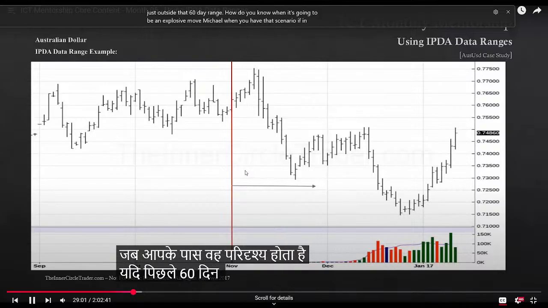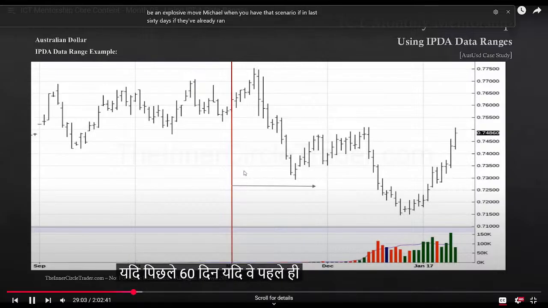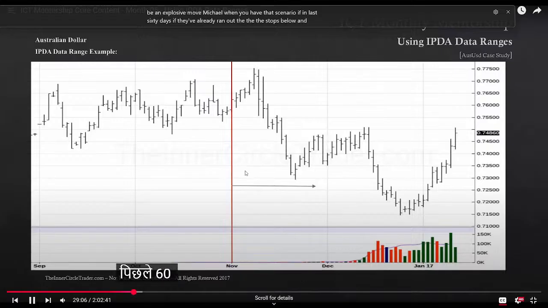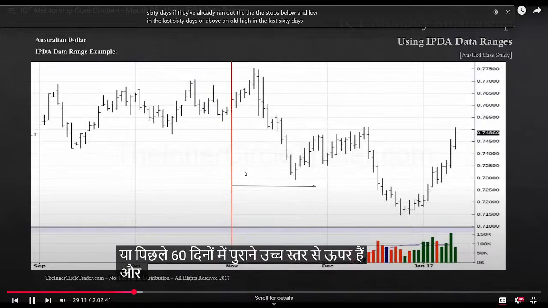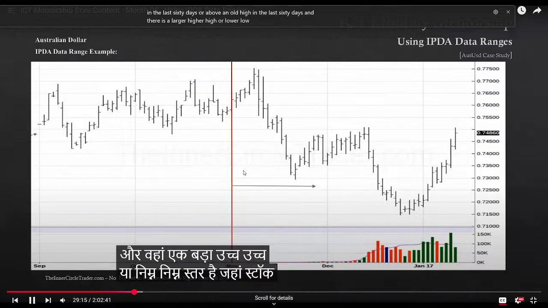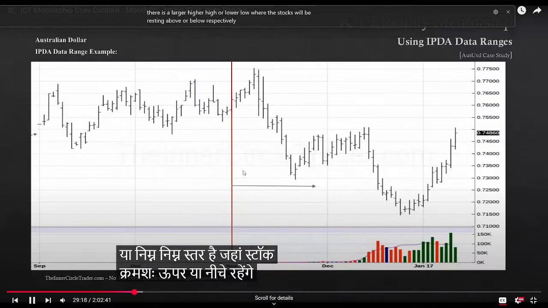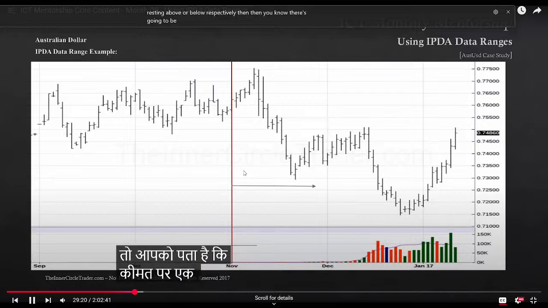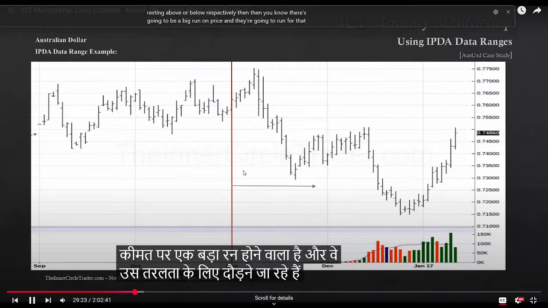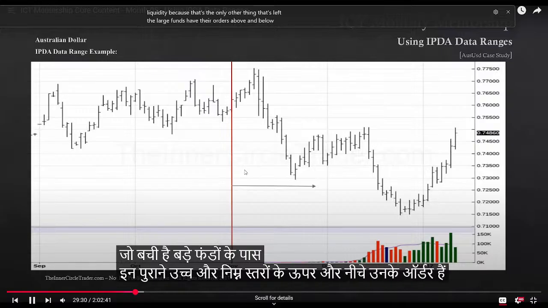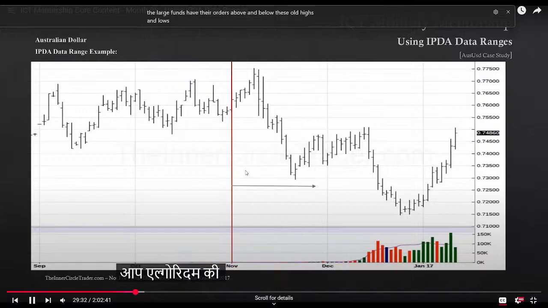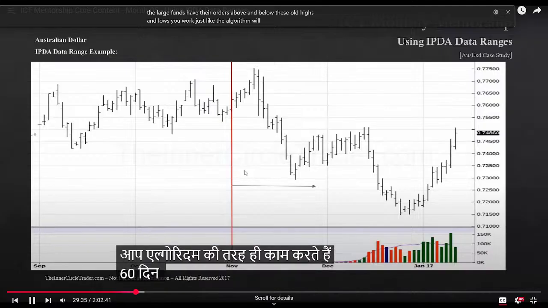If in the last 60 days they've already run out the stops below a low, or above an old high in the last 60 days, and there is a larger, higher high or lower low where the stops will be resting above or below respectively, then you know there's going to be a big run on price, and they're going to run for that liquidity because that's the only other thing that's left. The large funds have their orders above and below these old highs and lows.